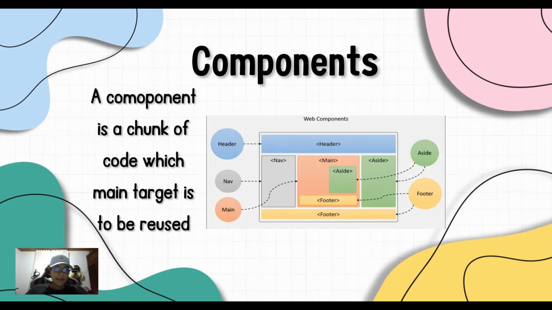So a component is like a chunk of code whose main target is to be reused. That's the key thing to remember about a component. A component is a piece of code that you select in a file that you establish, and later in your project you're going to call it in several more files.